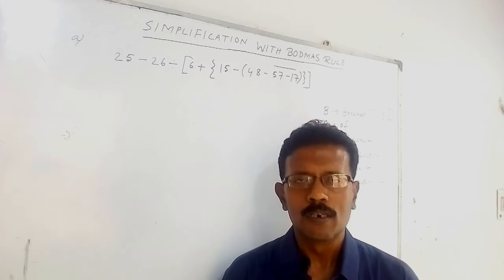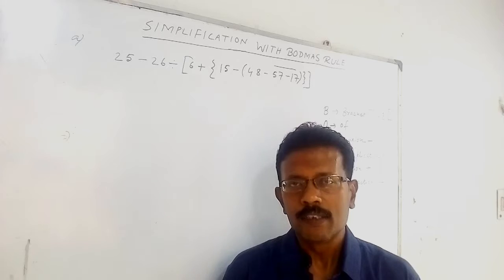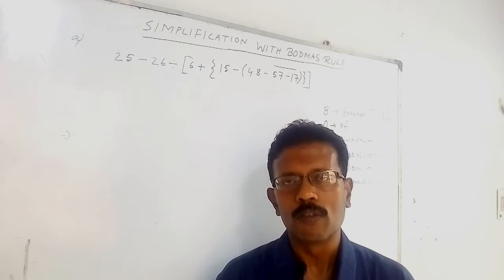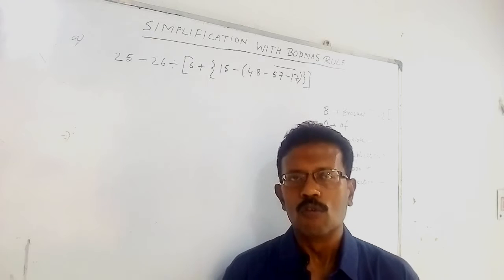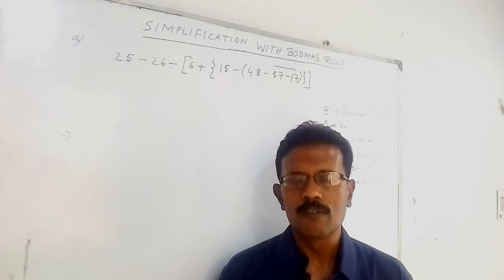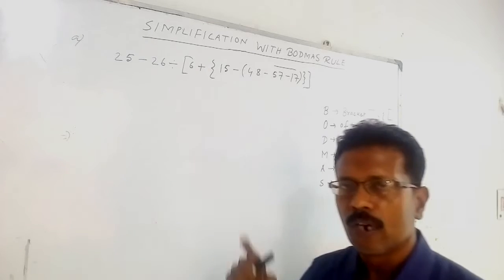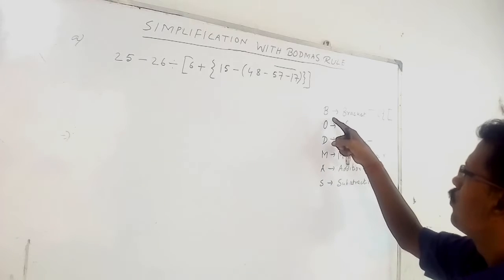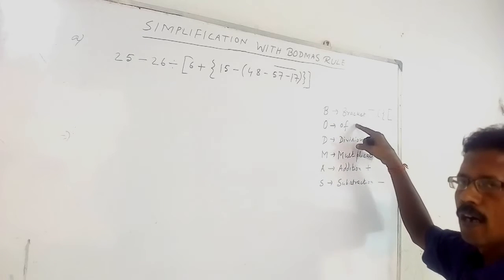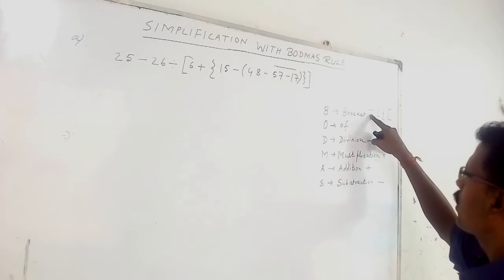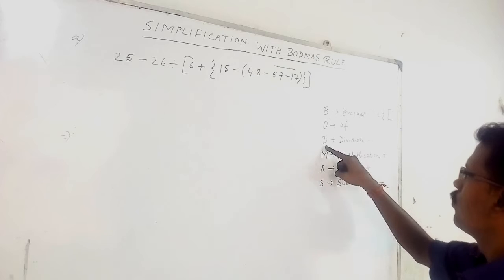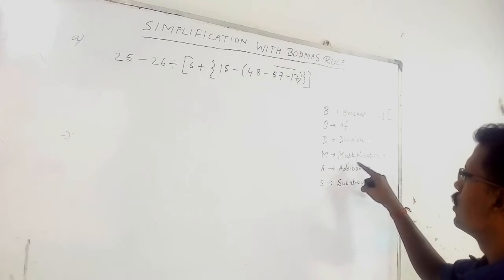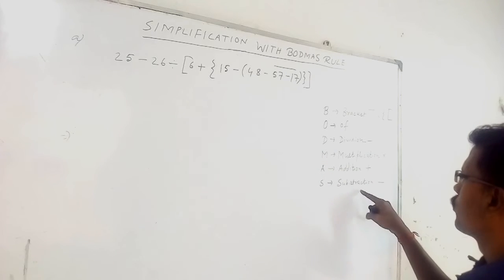Today we are going to learn some simplification, and this simplification is based on the BODMAS rule. So first we have to learn what the BODMAS rule is. Look at the whiteboard. B is for bracket. The brackets are of different types. The line bracket is to be preferred first, then accordingly first bracket, second bracket and third bracket. O for of, D for division, M for multiplication, A for addition, S for subtraction.